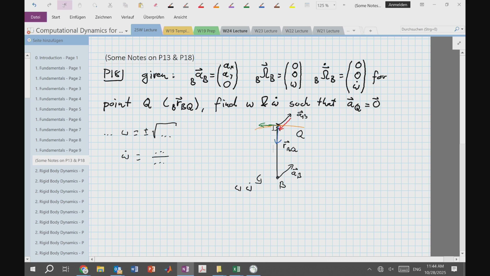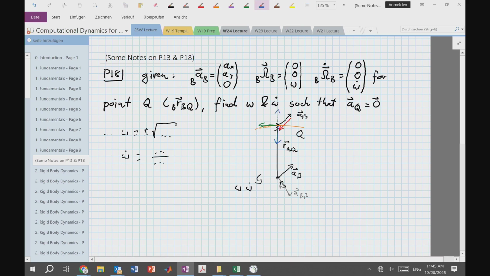But when does it fail? If AB has a negative y component. So if I give you as a problem an AB, let's call it AB2, that points down, what would happen then?